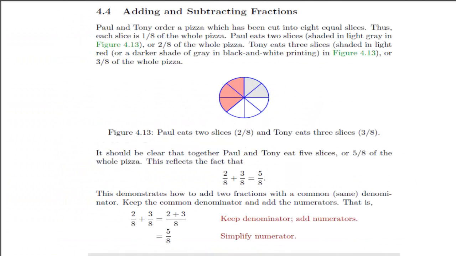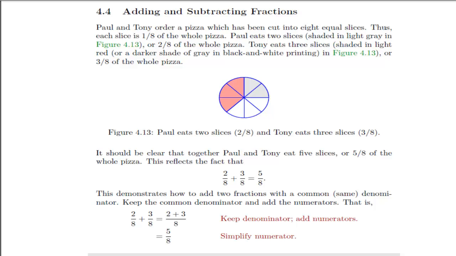Paul and Tony order a pizza, which has been cut into 8 equal slices. Thus each slice is 1/8 of the whole pizza. Paul eats 2 slices, shaded in light gray, in figure 4.13, or 2/8 of the whole pizza. Tony eats 3 slices, shaded in light red, in figure 4.13, or 3/8 of the whole pizza. It should be clear that together Paul and Tony eat 5 slices, or 5/8 of the whole pizza.